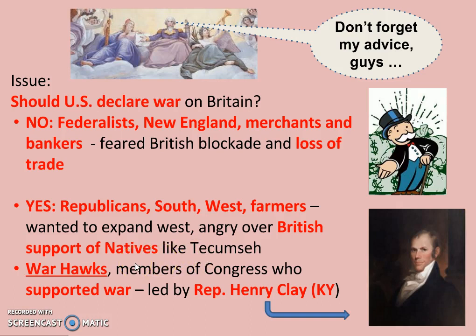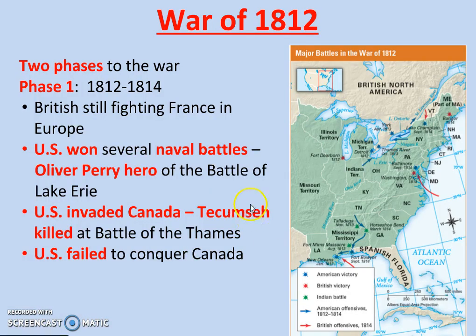And this group is led by Representative Henry Clay from Kentucky, which back then, remember, is actually sort of a frontier state, kind of on the western area of American expansion. So the War Hawks are pushing for war with Great Britain. So what's going to happen? What happens is, yes, we go to war, the War of 1812.